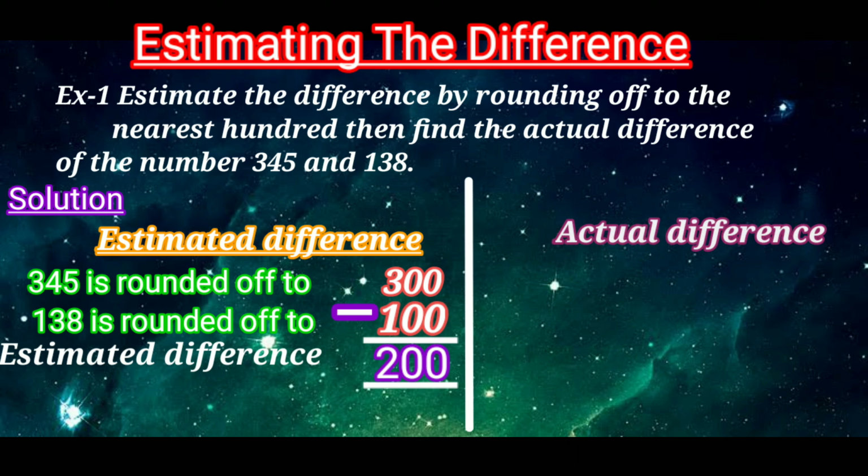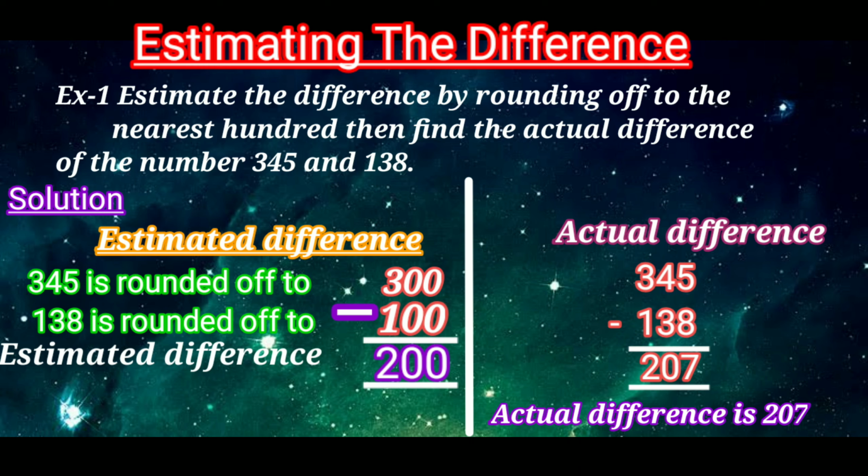To find the actual difference, we subtract 138 from 345 to get 345 minus 138 equals 207. Thus, the actual difference is 207.